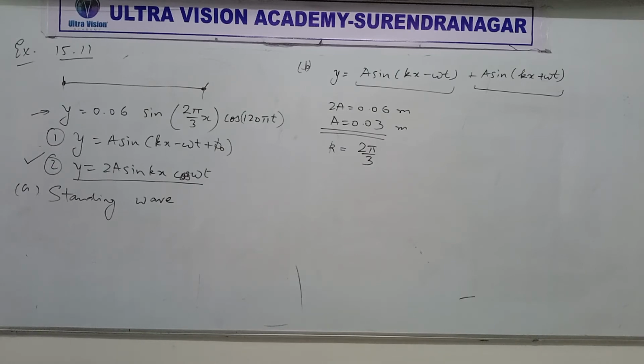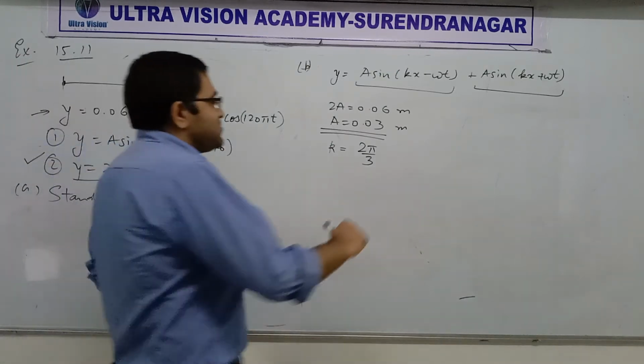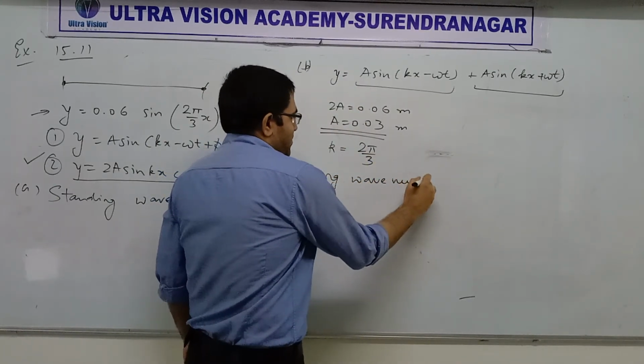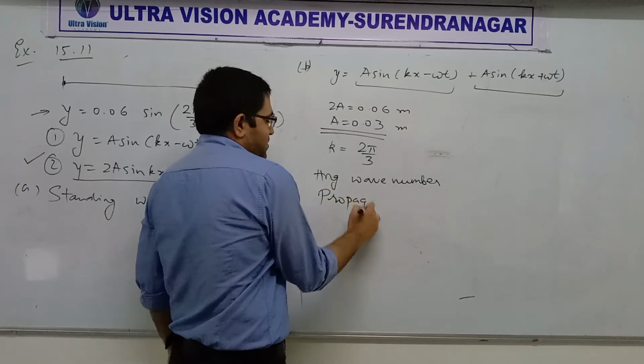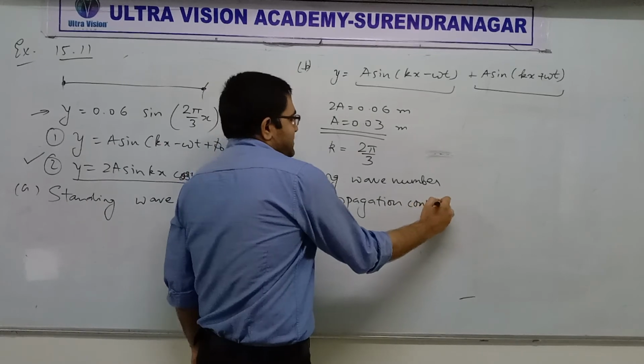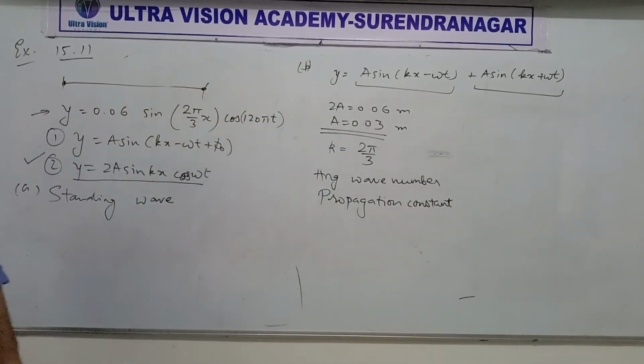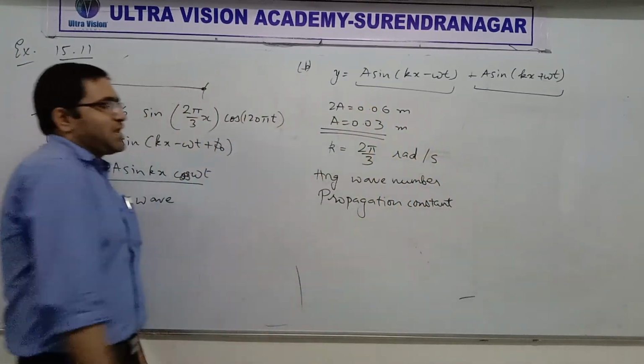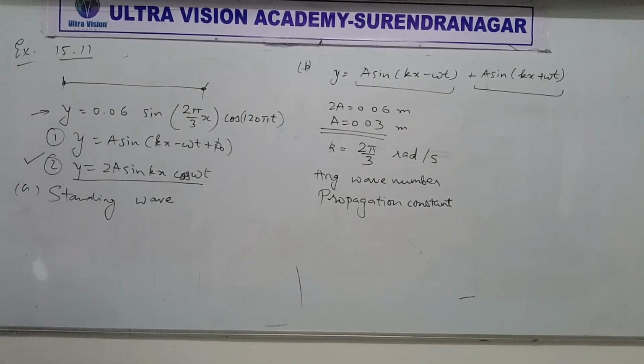K is called force constant. Ami, in waves, K is force constant. Yes, Raj, that is one of the correct names. K is called angular wave number. I am writing the name here. Angular wave number or propagation constant, because it tells you in which direction the wave is going, doesn't it? These are two names of K, and the unit is radian per second, right? Clear?